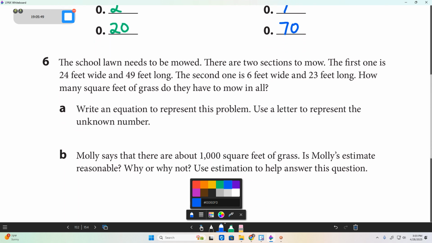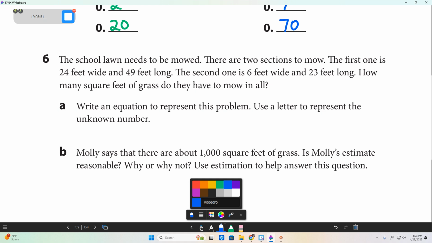All right, number 6. The school lawn needs to be mowed. There are 2 sections to mow. The first one is 24 feet wide and 49 feet long, so 24 by 49. The second one is 6 by 23. How many square feet of grass do they have to mow in all?